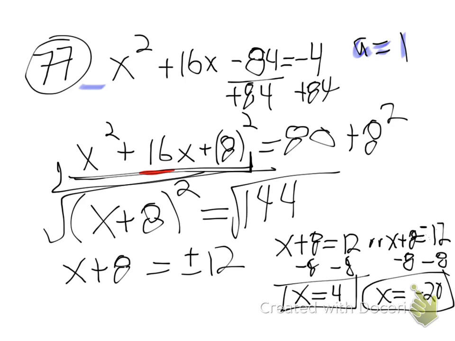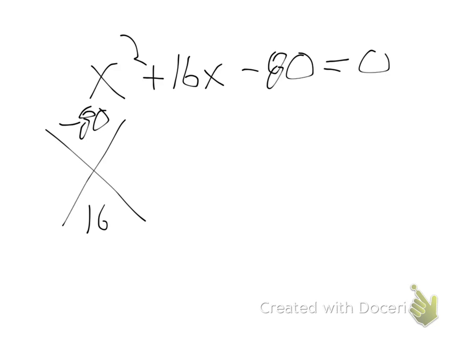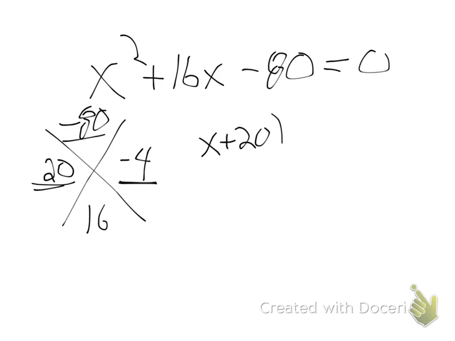Okay, so that's solving an equation by completing the square. Now, a lot of you guys would look at this original problem and go, oh, if I just added this 4 over, I would get x squared plus 16x minus 80 equals 0. We could do diamond here. We got negative 80 on the top because that's 1 times negative 80, 16 on the bottom. We multiply it out. We got 20 and negative 4. 20 times negative 4 is negative 80. 20 plus negative 4 is 16. So this gives us (x plus 20) times (x minus 4) equals 0.